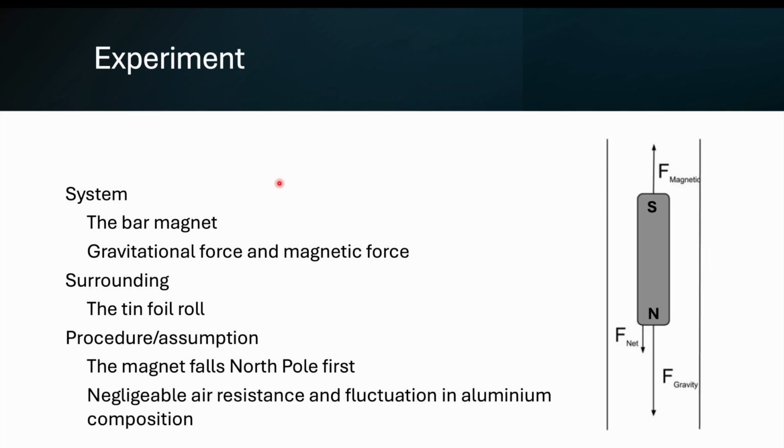So here is the real-life experiment. The system is the bar magnet that we can see here. The forces acting on it are the gravitational force and the magnetic force, and we'll see that the net force will be going downwards as the magnet keeps falling. The surrounding is the tinfoil roll that is represented by these two lines. What we do is we drop the magnet north side down first, and we count the time until it reappears from the other end of the tube. We make the assumption that there's negligible air resistance and fluctuation in the aluminum tube.